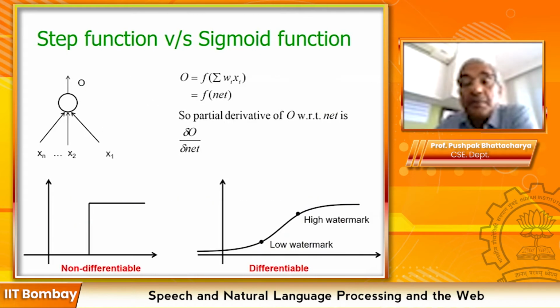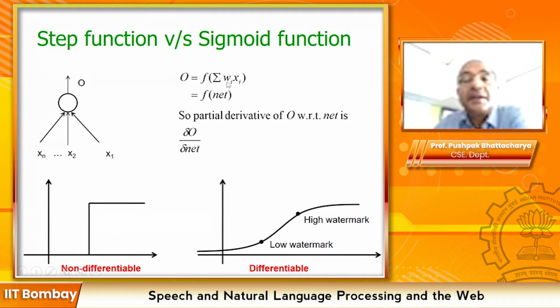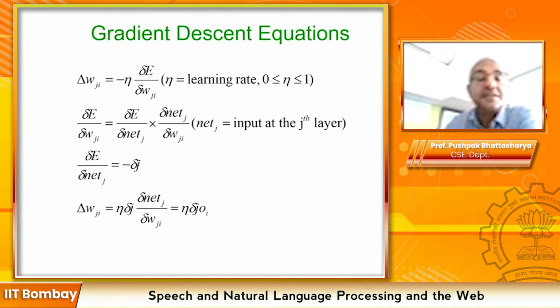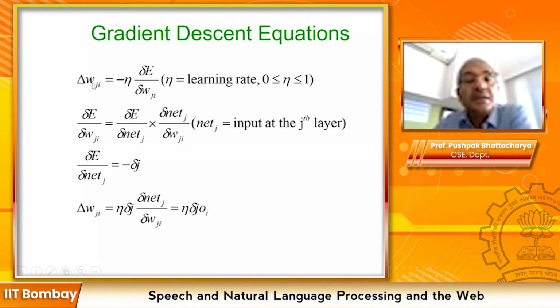So the output is a function of sigma wixi. Now wixi is nothing but the net input which arrives at the neuron, and we take the partial derivative of the output with respect to net, which will be the derivative of the sigmoid neuron.